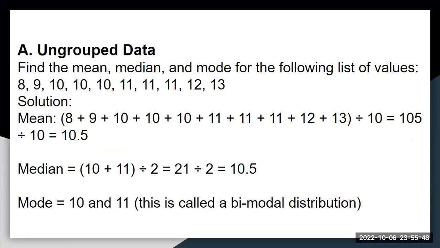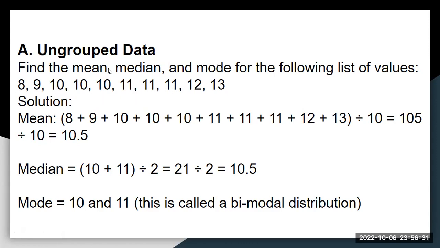So let's have the first example. So let's try to find the mean, median, and mode for the following list of values. This is for ungrouped data. Ganyan pag ungrouped data, given lang yung mga datas. Hindi pa siya naka-arrange, hindi siya naka-table. So, the mean is, ang gagawin nyo lang, i-add ninyo lahat to. Itong given na data. 8 plus 9 plus 10 plus 10 plus 10 plus 11 plus 11 plus 11, 12, and then 13.